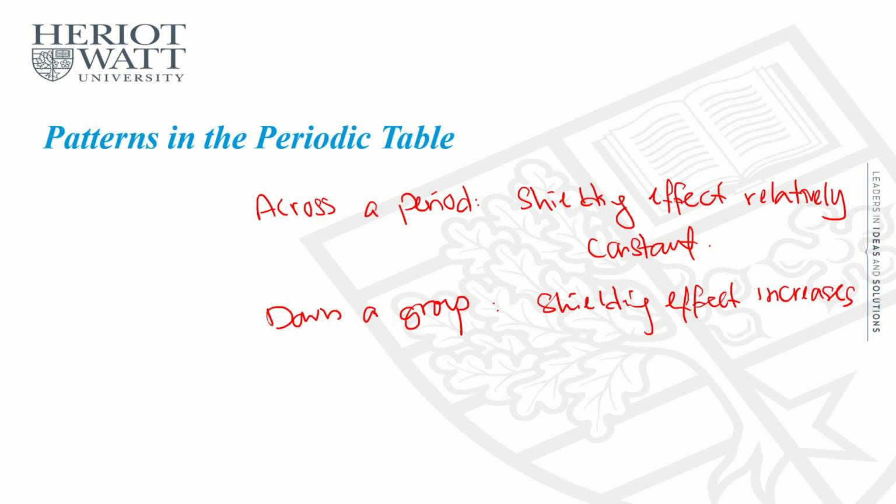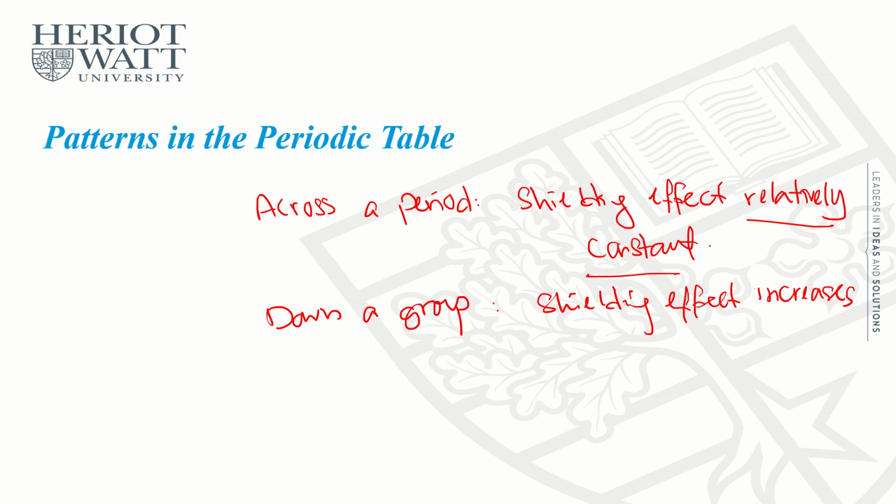Because when you move across a period, the number of electron shells remains the same. All right, and why is it relatively constant? Relatively constant means it is not 100% constant. All right, it's not 100% constant. Why is it not 100% constant?